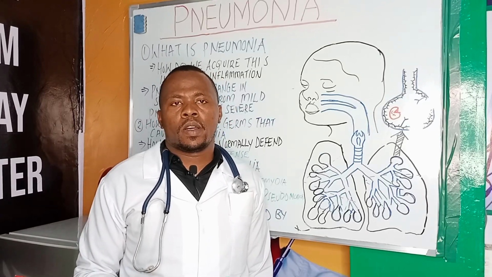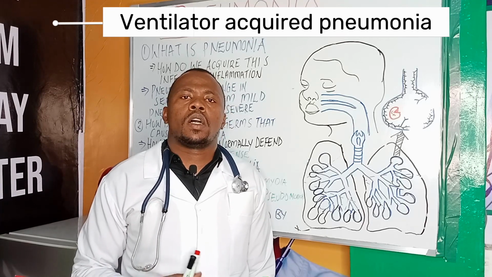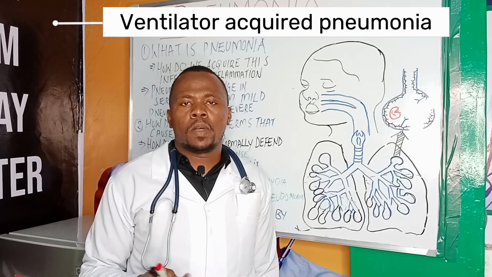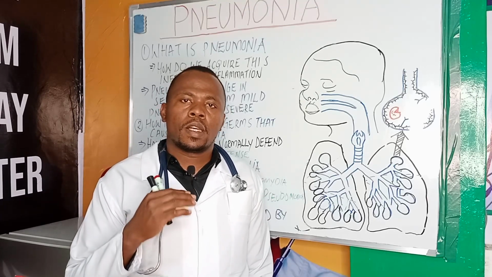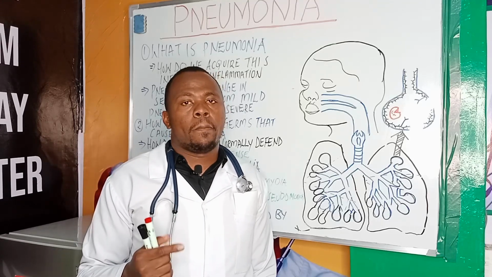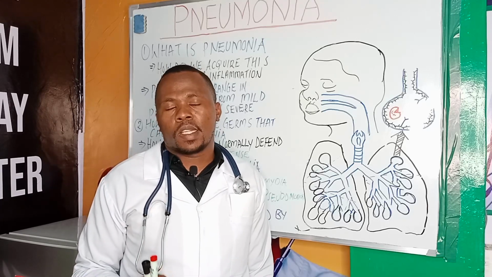Number 3, we have what we call ventilator-acquired pneumonia. Ventilator-acquired pneumonia is a pneumonia a patient acquires when they are intubated. Intubated means that a pipe has been inserted into your airway to help you breathe. You can get a pneumonia from that.